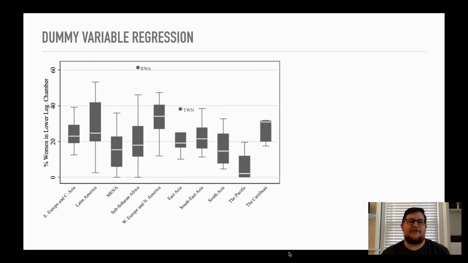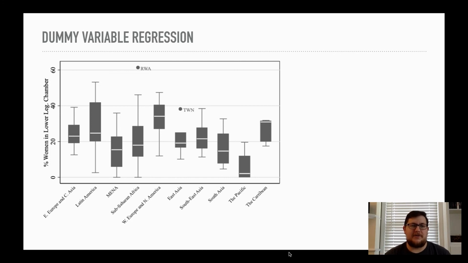All right, so here's an example from the VDEM data set. We see here another box plot with our nominal variable. This time we have geographic region. The VDEM data set breaks it up into 10 geographic regions: Eastern Europe and Central Asia, Latin America, Middle East and North Africa, Sub-Saharan Africa, Western Europe and North America, which are lumped together, kind of oddly enough, East Asia, Southeast Asia, South Asia, the Pacific, and the Caribbean.